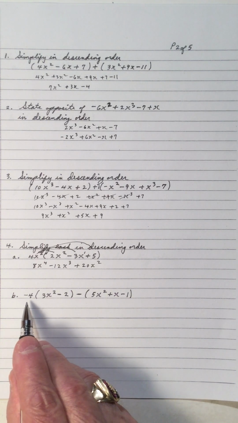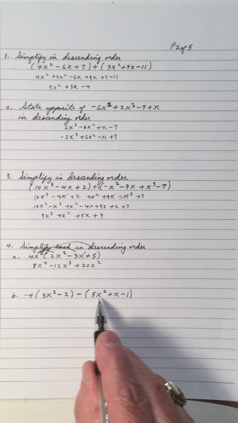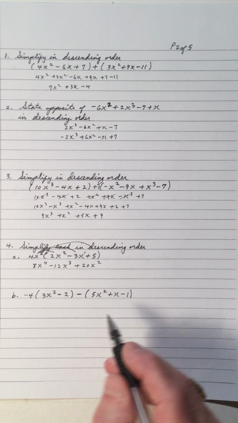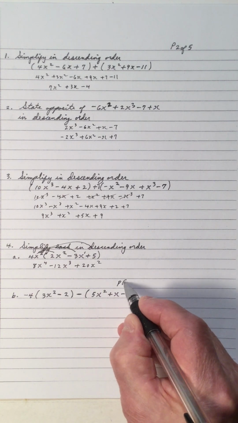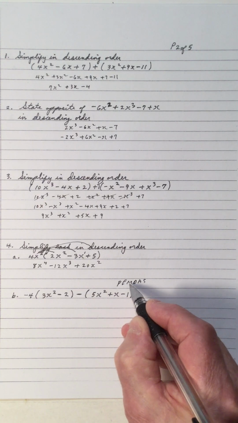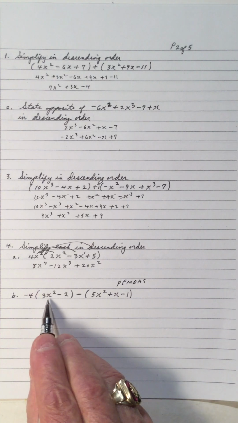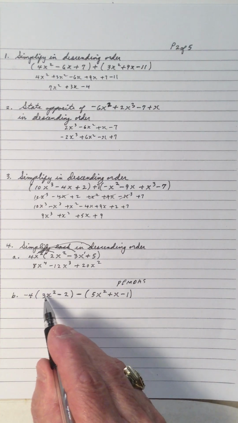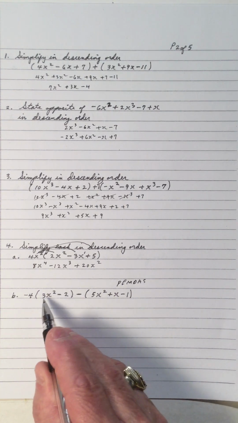B, what we have is a multiplication and a subtraction. So in PEMDAS, P-E-M-D-A-S, we do inside the brackets first, but we can't add these because they're not like terms, and we can't subtract them.